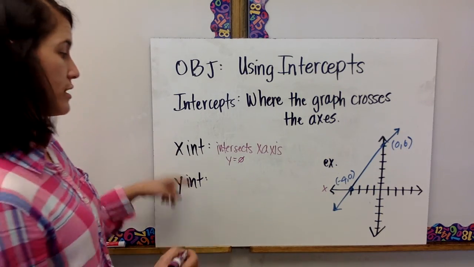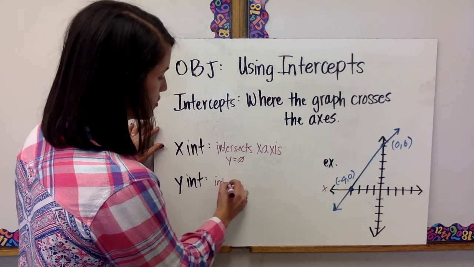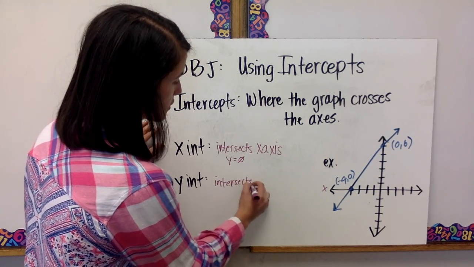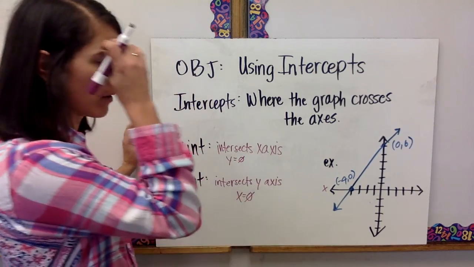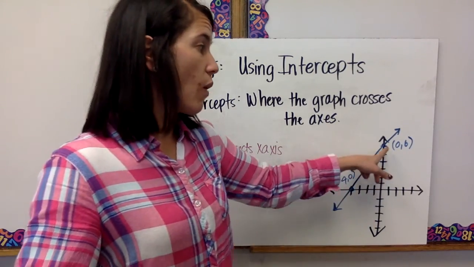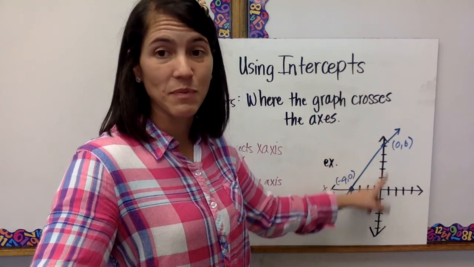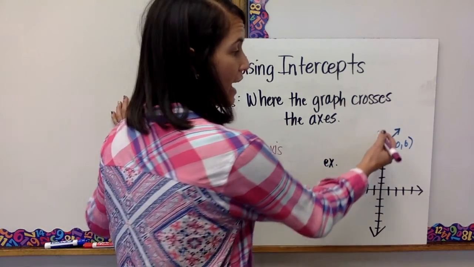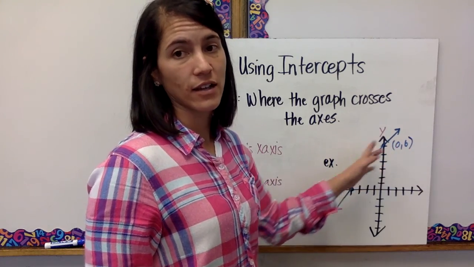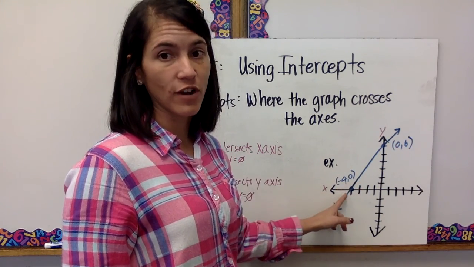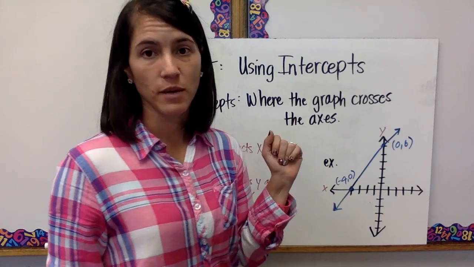The y-intercept is where it intersects the y-axis, and the x value is 0. So in this example, the y-intercept is 6 because that's where it crosses the y-axis. The x is 0 and the y is 6. So those are your intercepts, your x-intercept, your y-intercept.